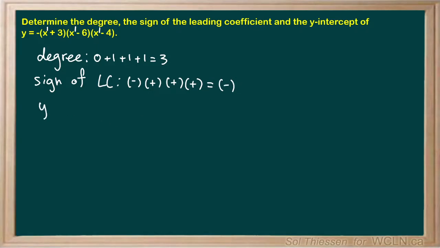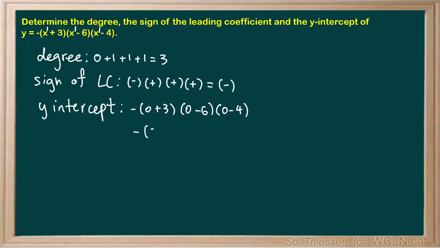Okay, now finally, we'll move on to the y-intercept. So we can determine the y-intercept by setting all of the x's to 0, which basically means we'll end up multiplying all the constant terms of all the factors, including the negative 1 out front. So we'll have negative 0 plus 3 times 0 minus 6 times 0 minus 4. This is going to be equal to negative 3 times negative 6 times negative 4.